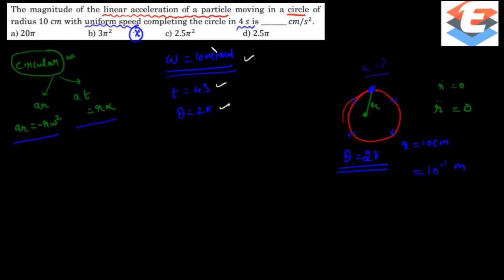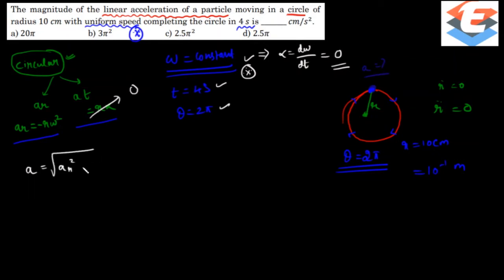By using omega constant, a very important conclusion: since omega is constant, we know alpha is nothing but d omega by dt. Differentiating omega with respect to time, it becomes 0. So alpha is 0. Since alpha has become 0, r alpha is also 0. In general, acceleration will be the square root of radial acceleration square plus tangential acceleration square. But in this problem, as tangential has become 0, our acceleration will be root of ar square, which is ar, equal to minus r omega square.